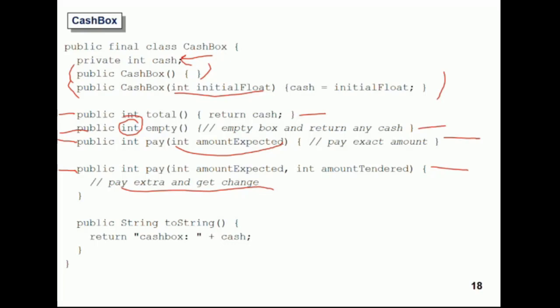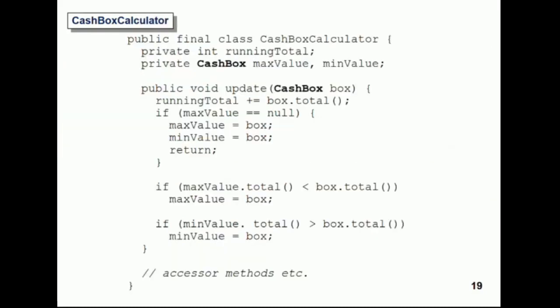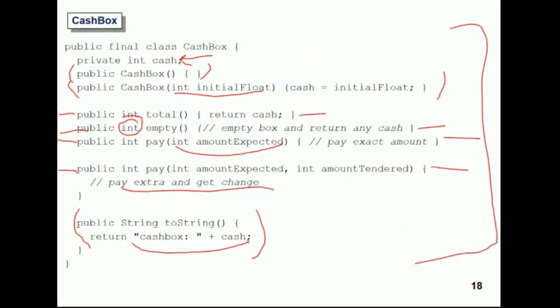And this is just a reminder to have a toString method for most of your classes. This just returns a string representation of how much cash is within the cash box. So that's the cash box class, and I want to have a calculator on all cash boxes.